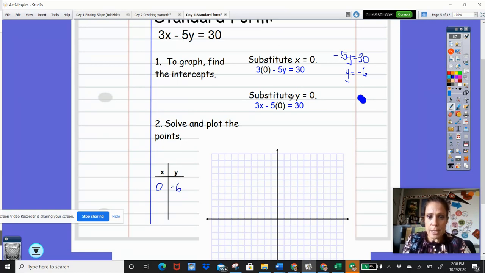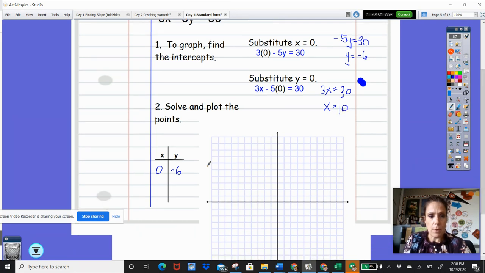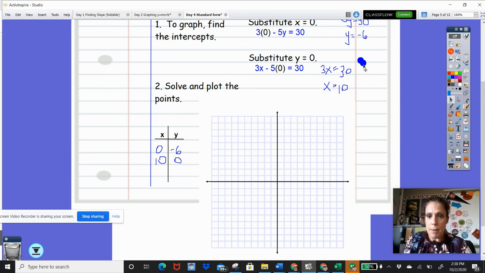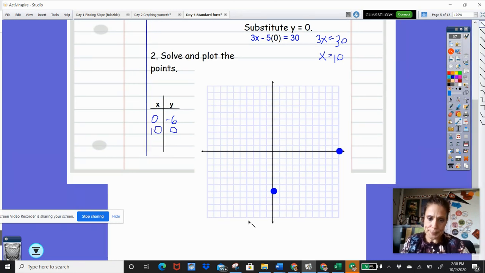And then for my x-intercept, I plug 0 in for y. I'm left with 3x equals 30. So my x equals 10. So it's 10 and 0. When I go to plot these two, I have 10 for my x-intercept, and then I have negative 6 for my y. And then you connect them.